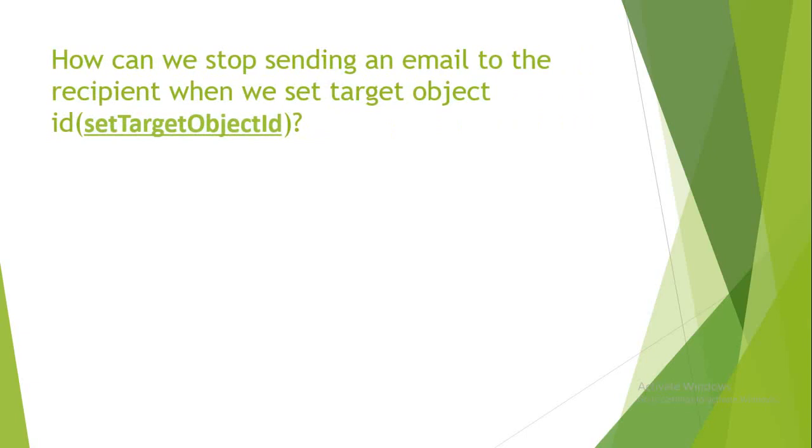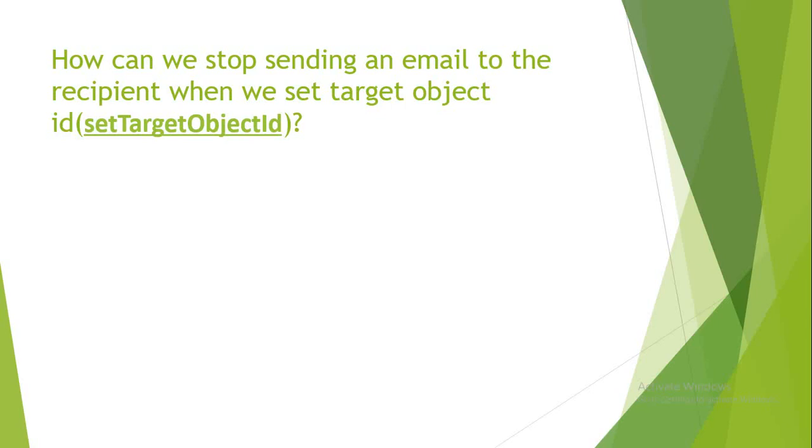So how can we stop sending an email to the recipient when we set the target object ID? That means when you set a target object ID, then it sends an email to that particular record ID's record. For example, you can set the target object ID for a user or lead or contact. So if you set a lead record ID as the target object ID, then it sends an email to that particular lead's email address.